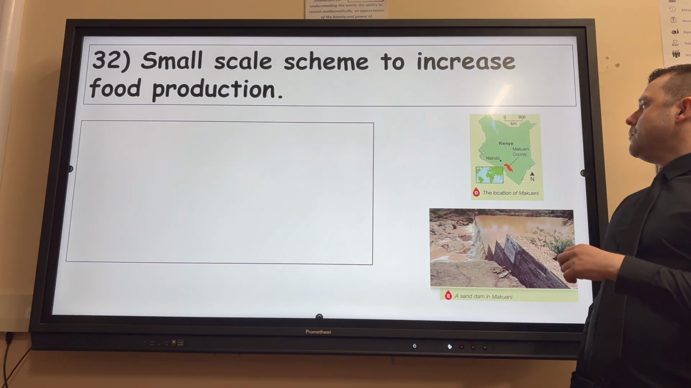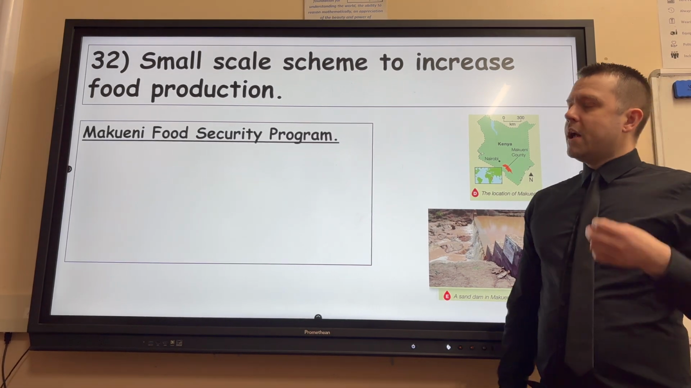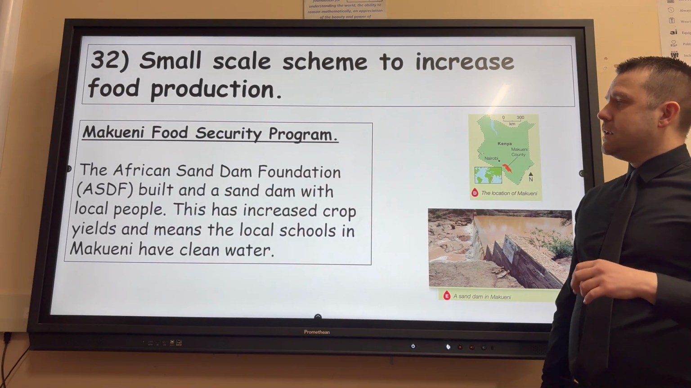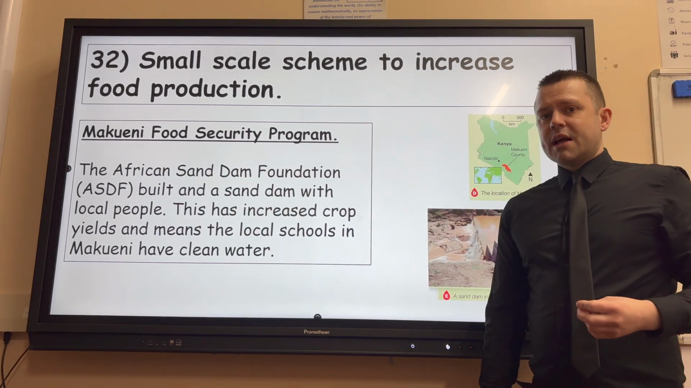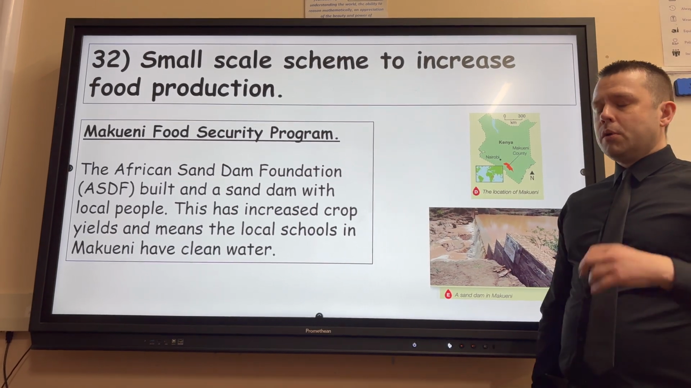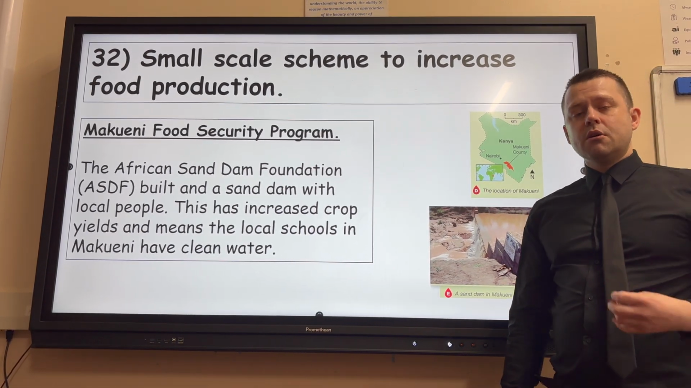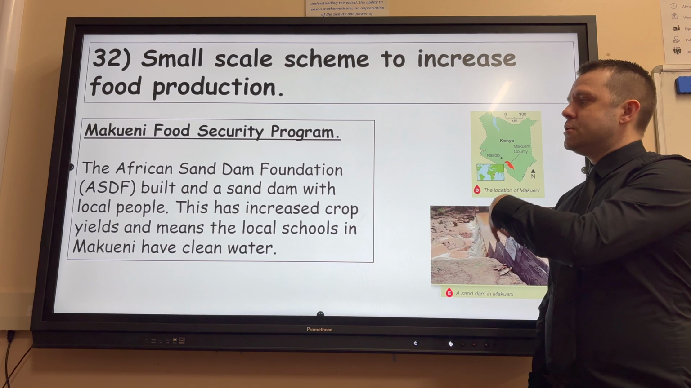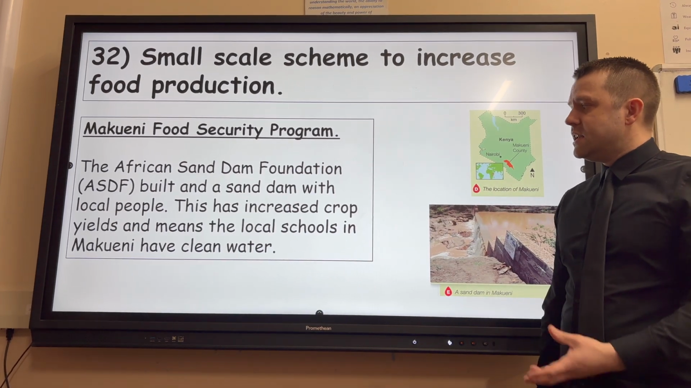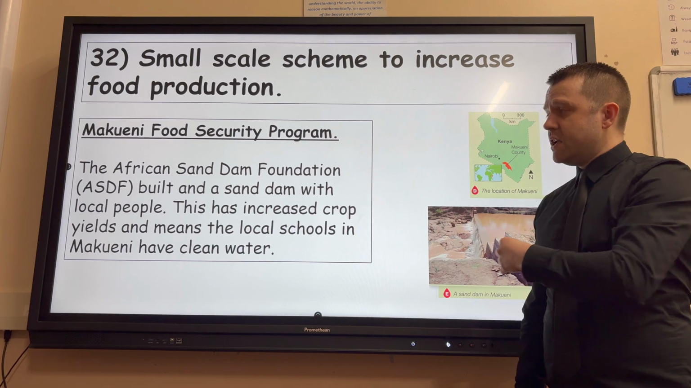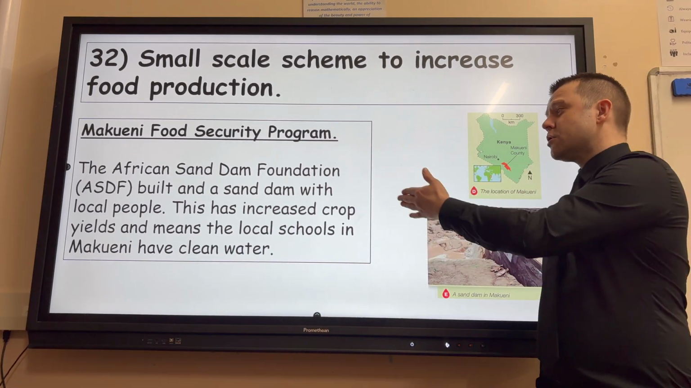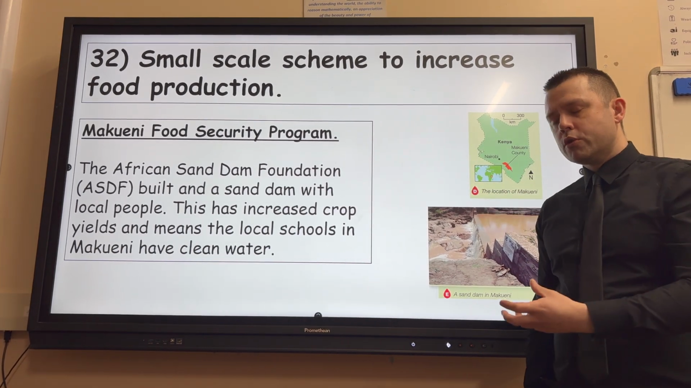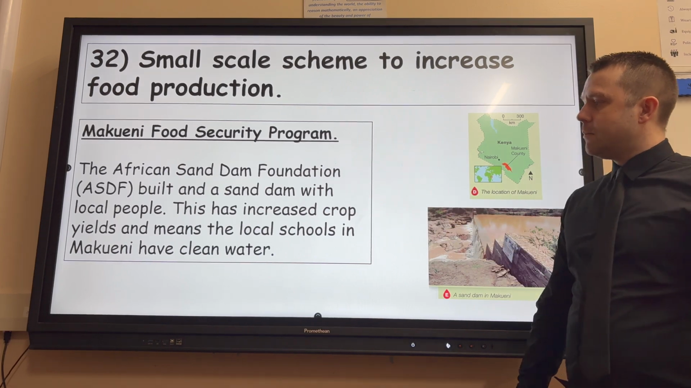Small-scale scheme to increase food production. We use the Makueni Food Security Programme. So what they have done in Makueni County in Kenya is the African Sand Dam Foundation have worked with local people and used intermediate technology to increase water supply by building sand dams. This means that there is more water to irrigate crops as the water is needed, and crop yields have increased, food security has increased. Also, local schools in Makueni now have clean water, and this means that rather than the kids having to do water chores and fetch the water, it is available to them there.